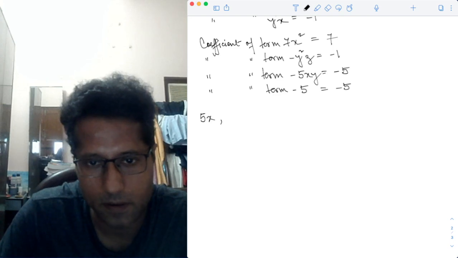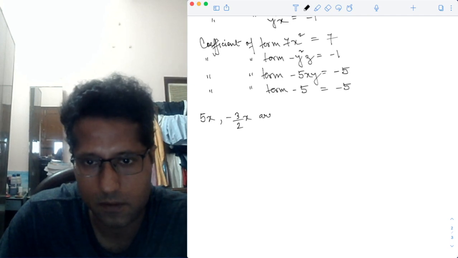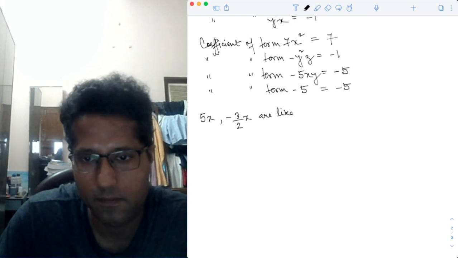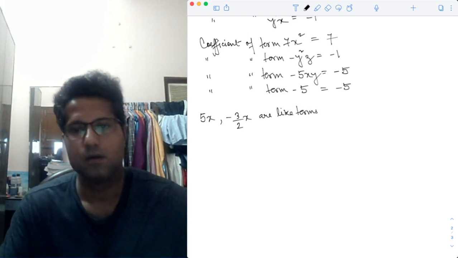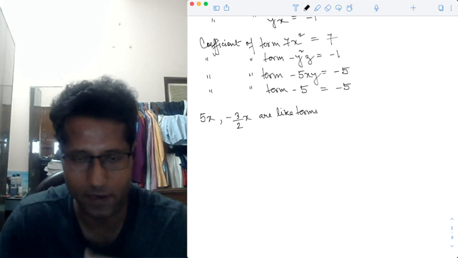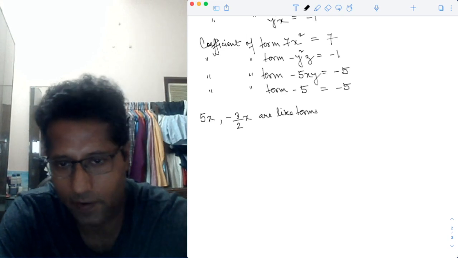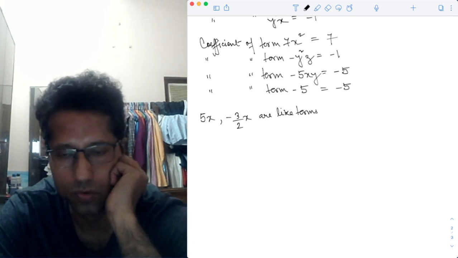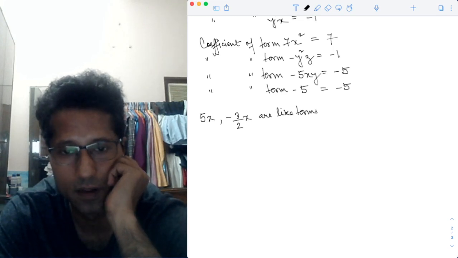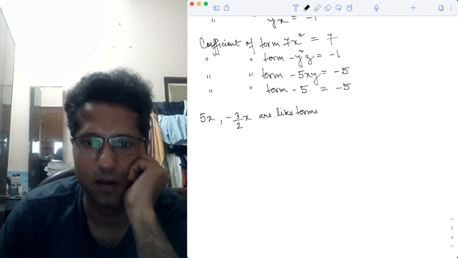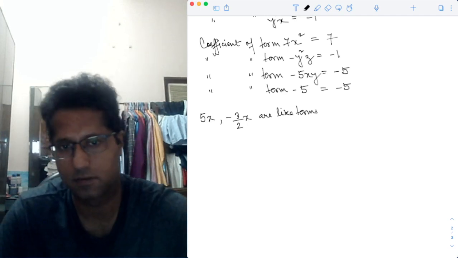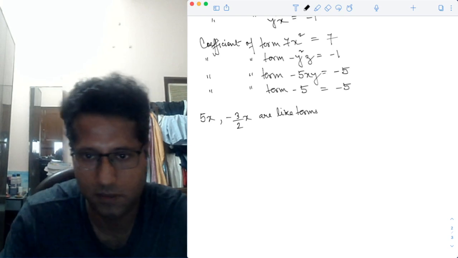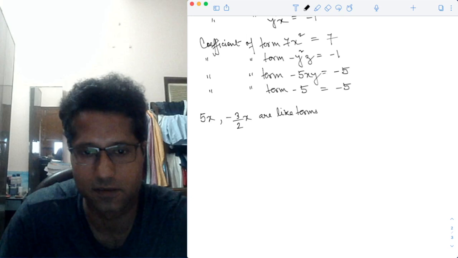So 5x and, let's say, minus 3 by 2 x are like terms, because the literal factor of 5x is x, and the literal factor of minus 3 by 2 x is also x. The definition says two terms are said to be like terms if they have the same literal factors.